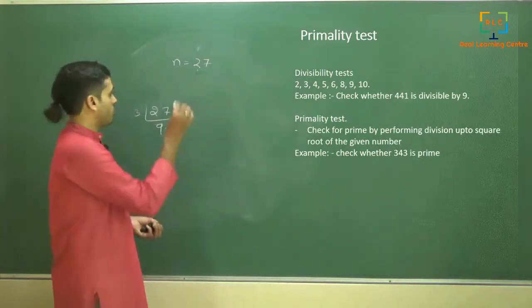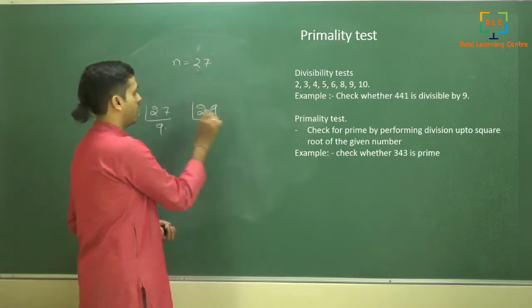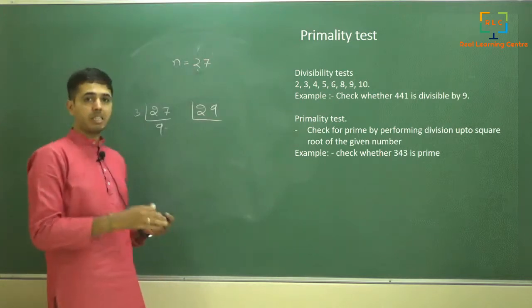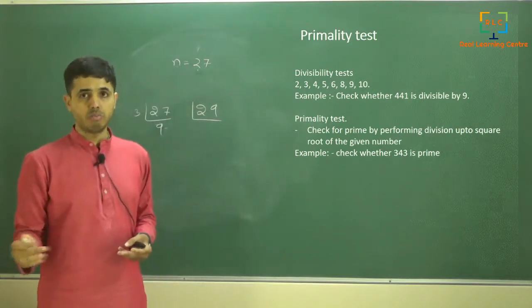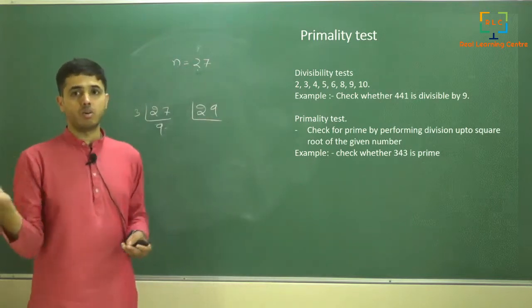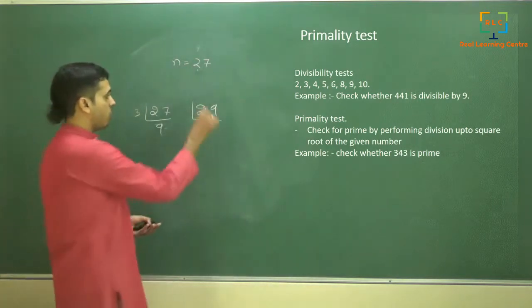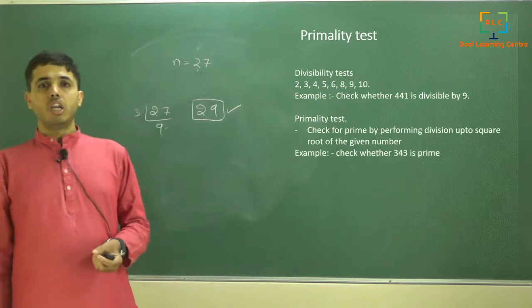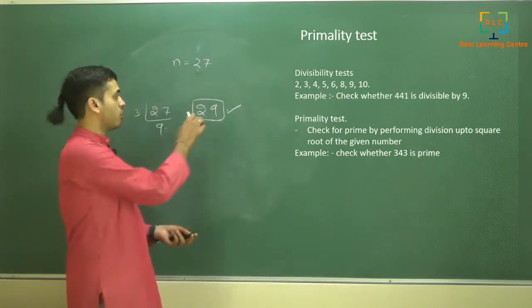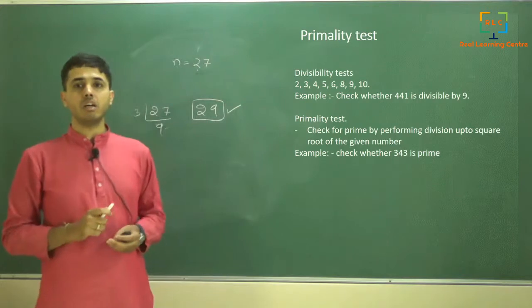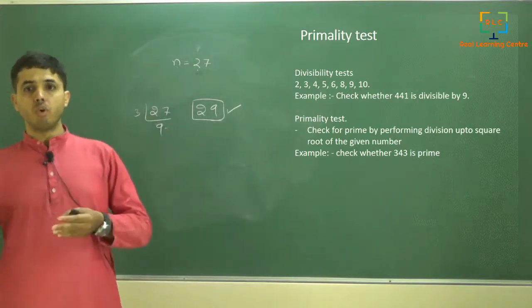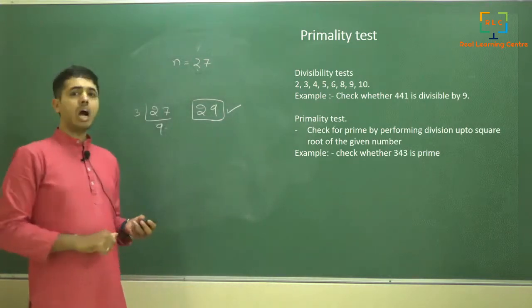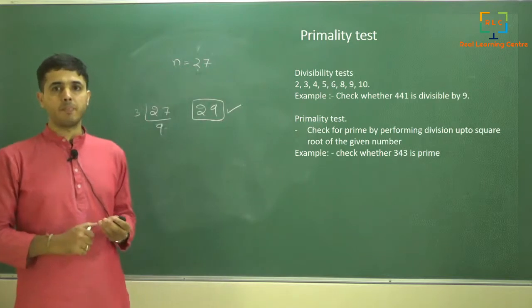Now suppose I assume the number to be 29. Then by 3 it doesn't go. By 4, no. By 5, no. By 6, no. By 7, no. By 8, no. By 9, no. By 10, no. In this way, I will find out that it is indeed a prime number. Now, do I need to divide 29 by all the numbers before 29, starting from 2, 3, 4, 5, 6, 7? Very time consuming. How can I quicken the process?